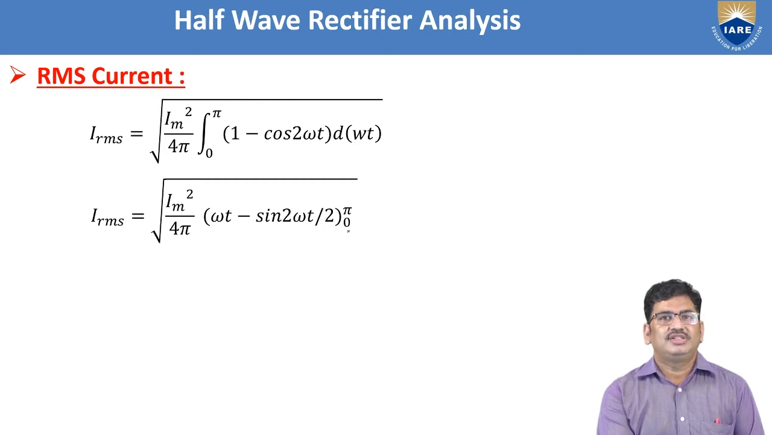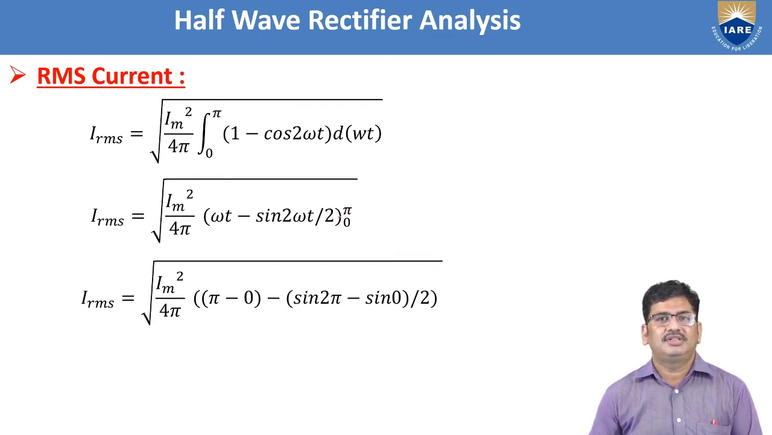The lower limit is 0 and the upper limit is pi. Substituting the upper and lower boundaries, the IRMS we can rewrite as Im square by 4 pi. In place of omega t, we can write pi minus 0, so that is pi minus 0, substituting omega t equivalent to pi. Then you will get sin 2 pi minus sin 0. As sin 2 pi is equivalent to 0 and sin 0 is equivalent to 0, the term sin 2 pi minus sin 0 vanishes.